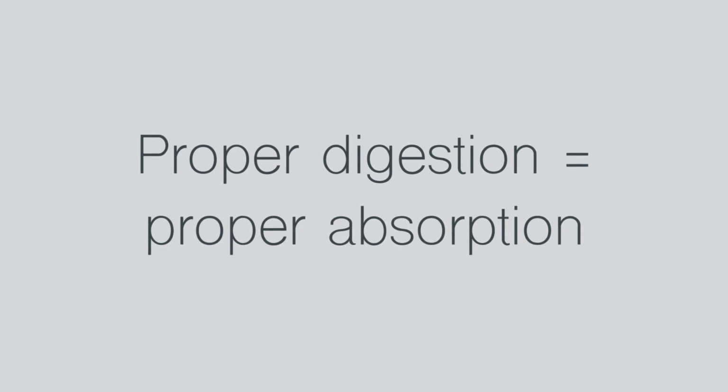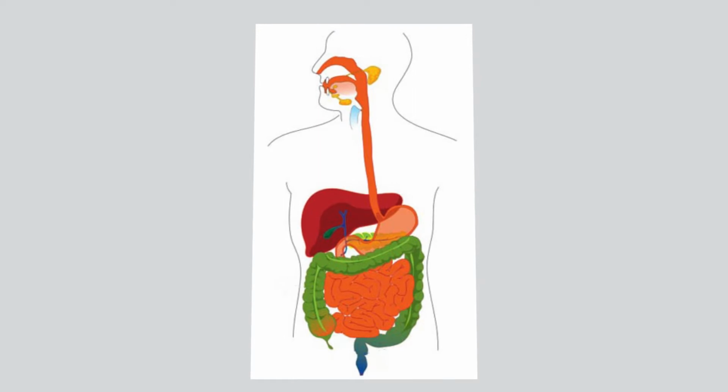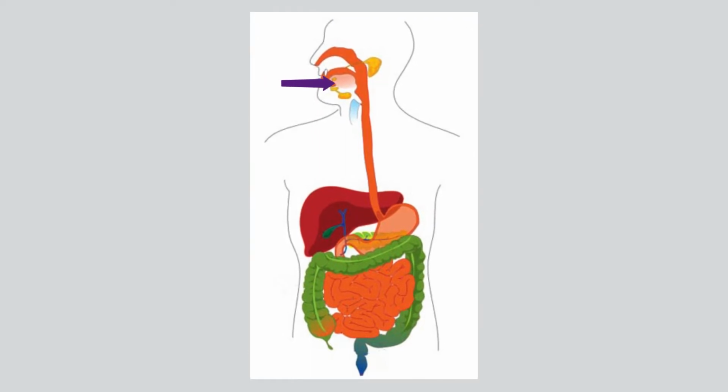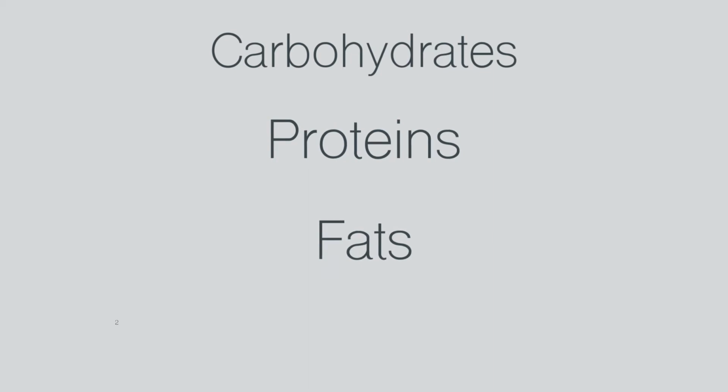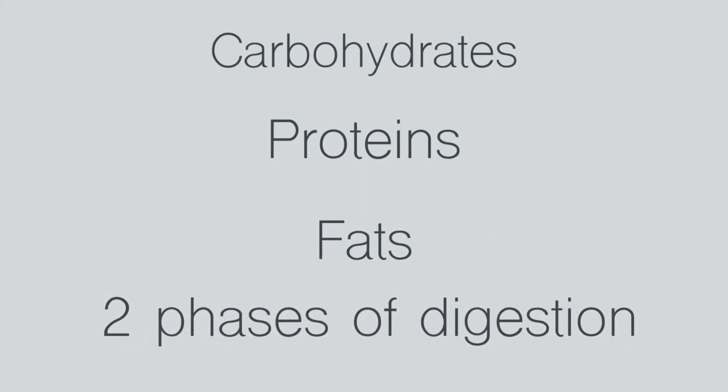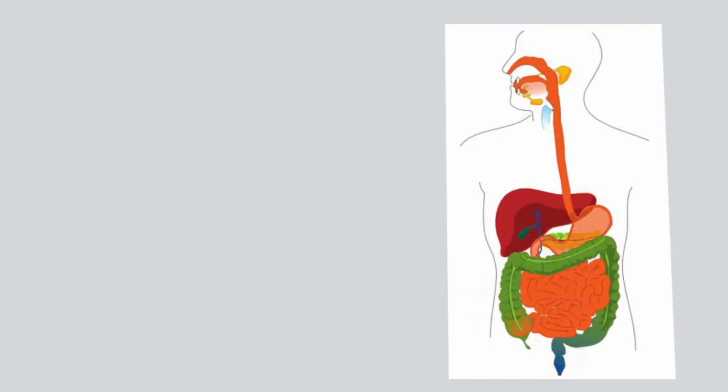Let's take a look at the anatomy of the digestive system. The digestive tract is actually one long tube from mouth to anus that is designed to bring nutrients and water into the internal environment of the body. If you think about it, when we eat food, it is inside our body, but it really hasn't reached our internal environment until it is actually absorbed. In the digestive process, carbohydrates, proteins, and fats each have 2 phases of digestion. So let's take a look at where each of these phases occur.